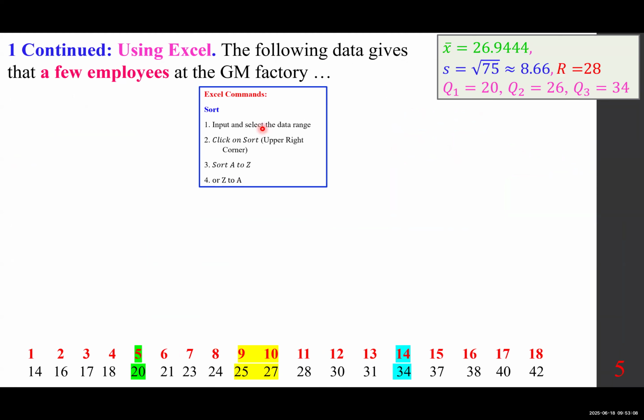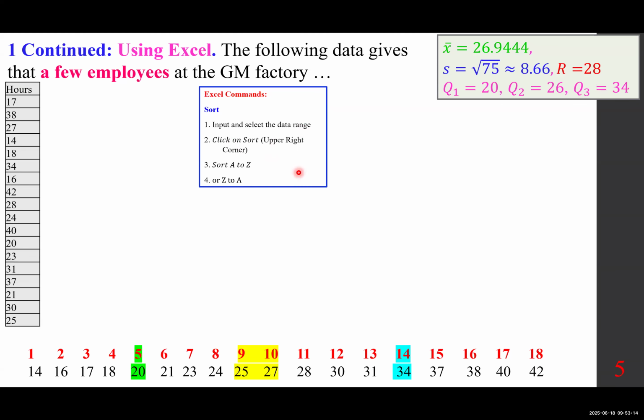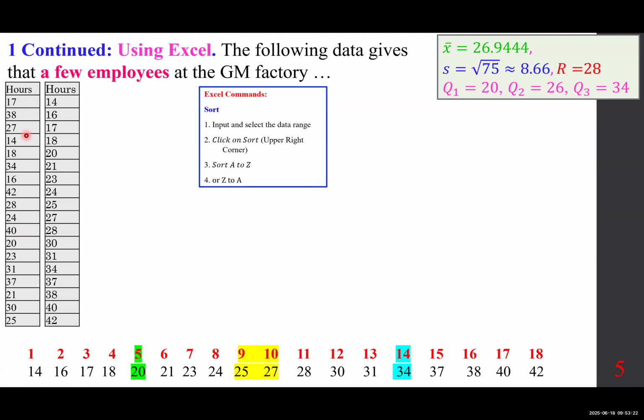So Excel command, sort: input and select the data range, click the sort and sort A to Z or Z to A. So you put the numbers. Originally it was 17, 38, 27. It wasn't sorted. Then you sort it, and it becomes the numbers that you see here.